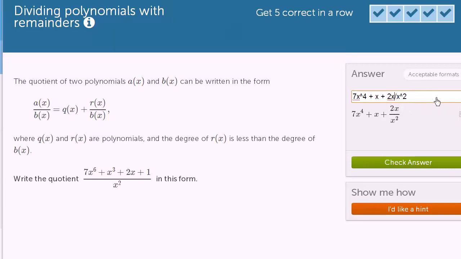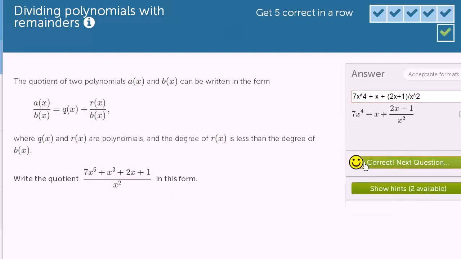So one way to think about it, let me just put some parentheses here so that it interprets my typing correctly. Notice, these terms have an equal or higher degree than x squared, so I just divided those. 7x to the 6th divided by x squared is 7x to the 4th. X to the 3rd divided by x squared is x. And then once I got to terms that had a lower degree than x squared, I just left them there. I just said plus whatever 2x plus 1 divided by x squared is. And that's the form that they wanted us to write it in. We'll check our answer, and we got it right.